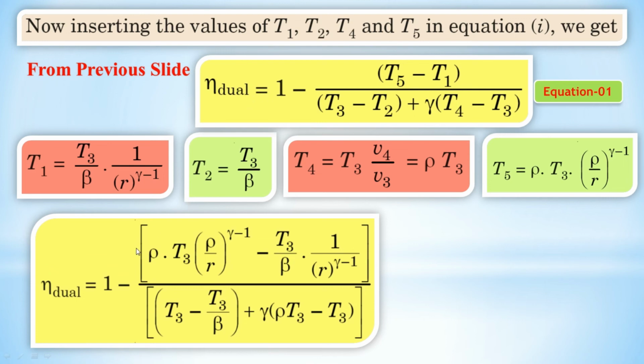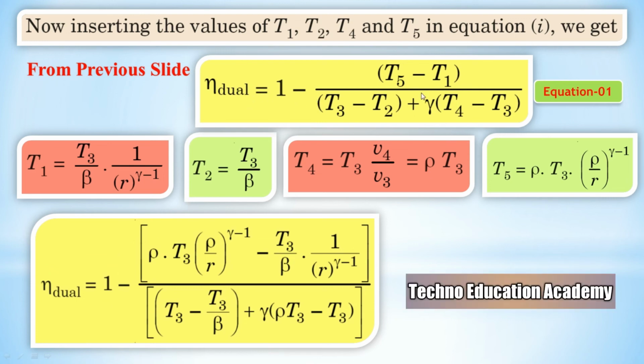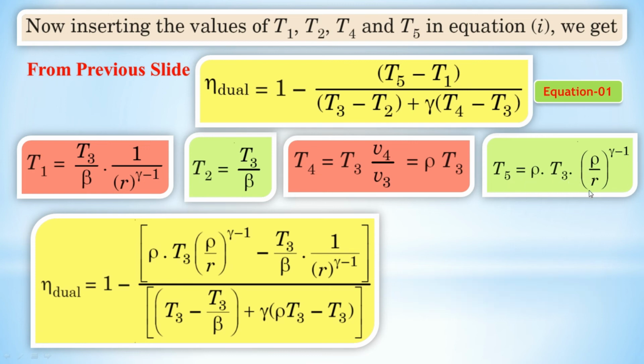So the efficiency of the dual cycle equals 1 minus, here T5 equals rho into T3, in bracket rho upon R raised to gamma minus 1. Put this value of T5 in equation 1. Then put the value of T1 equal to T3 by beta into 1 upon R raised to gamma minus 1 here. Same as T3 is there; no need to calculate because all the terms are in T3. T2 equals T3 by beta, so put the value of T2 equal to T3 by beta here.